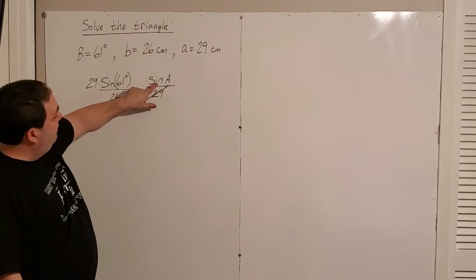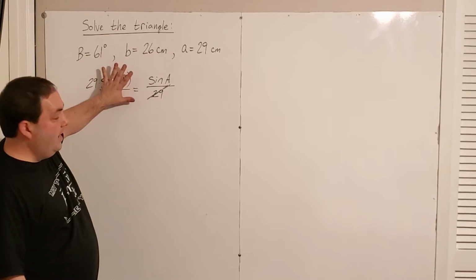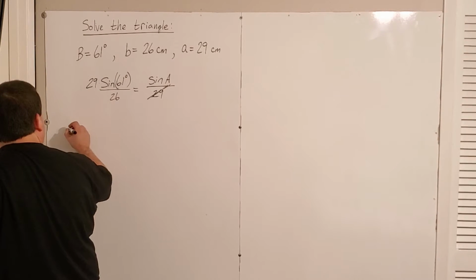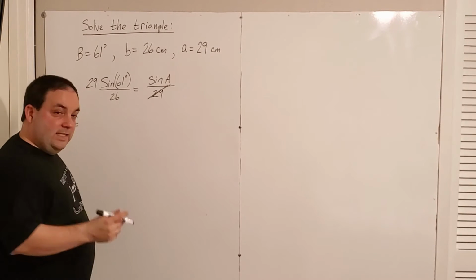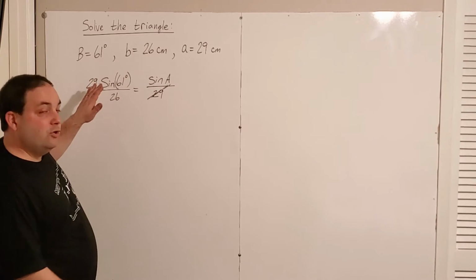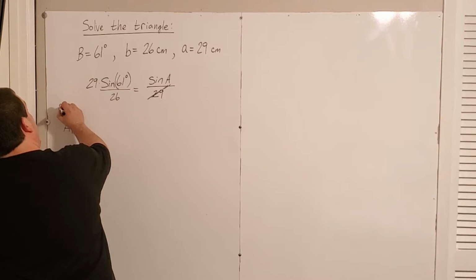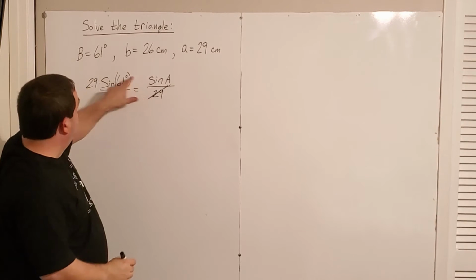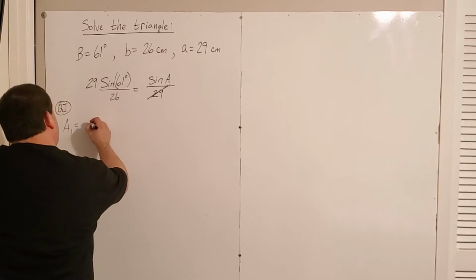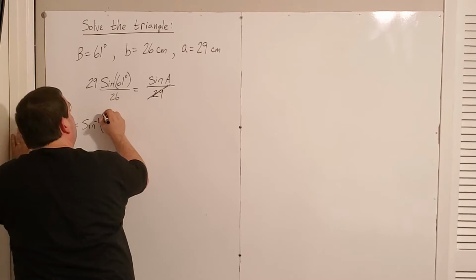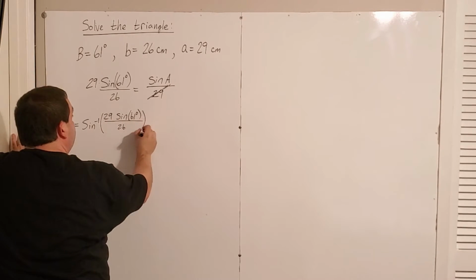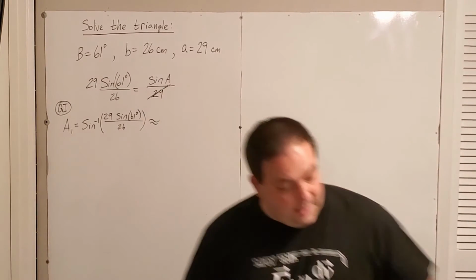Now don't forget, I'm having the sine of an angle equals some ratio, and technically that could have more than one answer. So my first answer, A1, is going to be the acute one. I'm going to use the reference angle, which is plain and simple the inverse sine. That's technically quadrant 1, where sine is positive. I can do quadrants 1 and 2, so the quadrant 1 answer is going to be the reference angle, inverse sine of 29 sine 61 degrees over 26. And let's see what we get when we crunch that up.